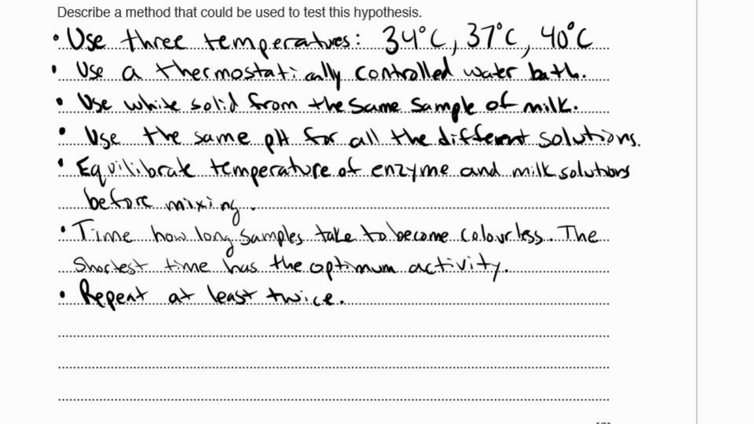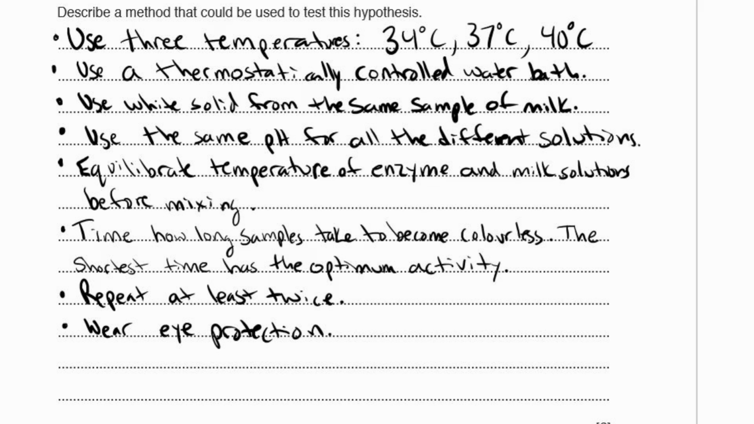Wear goggles. Okay, so the complete method in bullet points, because that makes it a lot clearer for the examiner and for you to make sure you have enough marks. Use 3 temperatures, 34 degrees Celsius, 37 degrees Celsius, and 40 degrees Celsius. Use a thermostatically controlled water bath. That's one of the key words I like to hear. Use the white solid from the same sample of milk, or the clot from the same sample of milk. Use the same pH for all the different solutions.